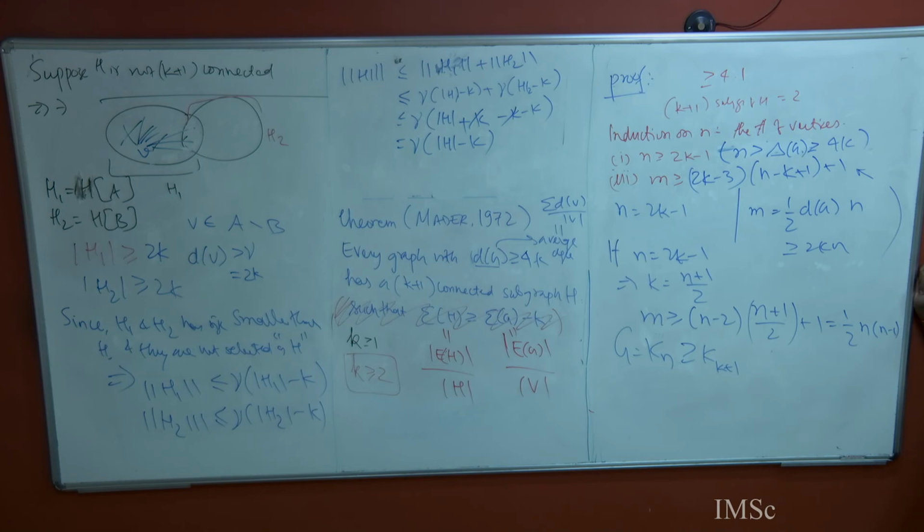Yes, Mihir? Yes. 2kn. So what do I do? I'll get, yeah, n into n plus 1. Correct. Yeah.